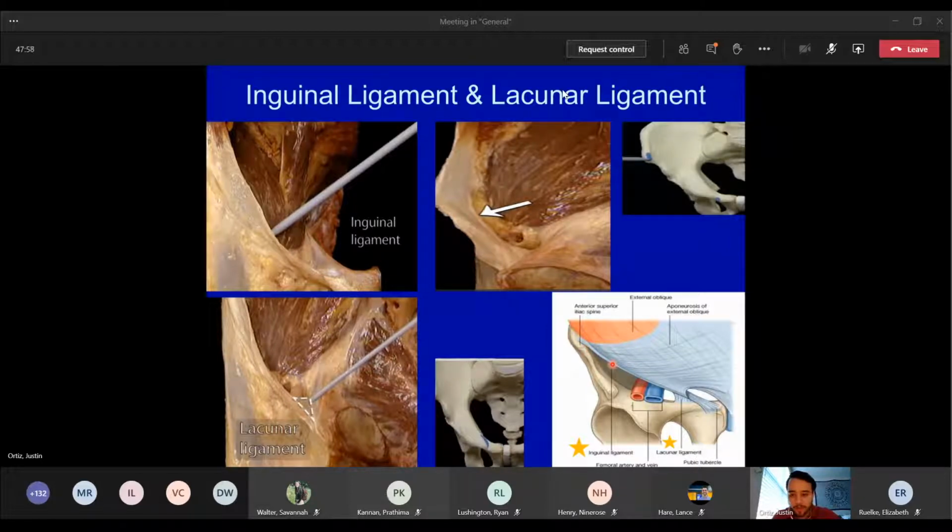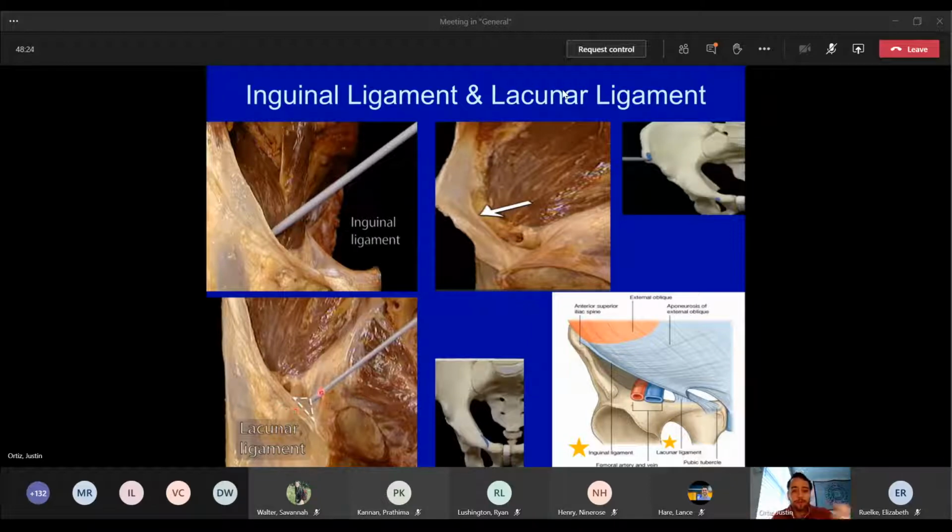It's this structure right here, going from the ASIS, the anterior superior iliac spine, all the way to the pubic tubercle. If you match that right here, it's this entire thing. That would be the inguinal ligament, coming down. And this is the inguinal ligament on the interior side. This is the inside of this flap. If you look on the inside of it, that's going to be the inguinal ligament. And here are the attachments right there.